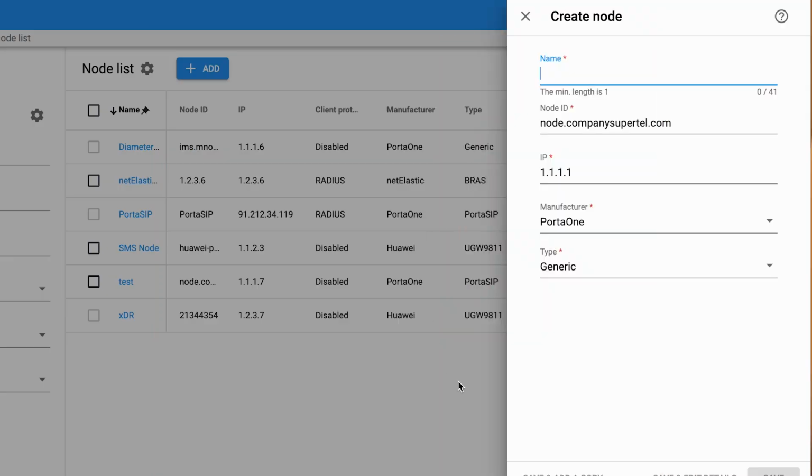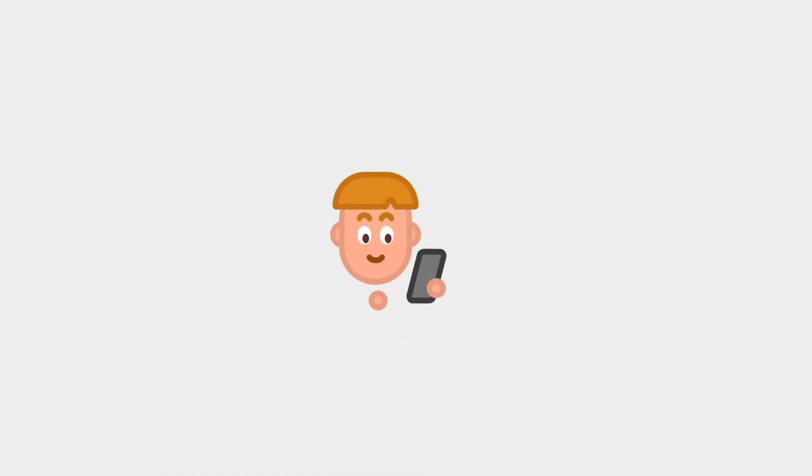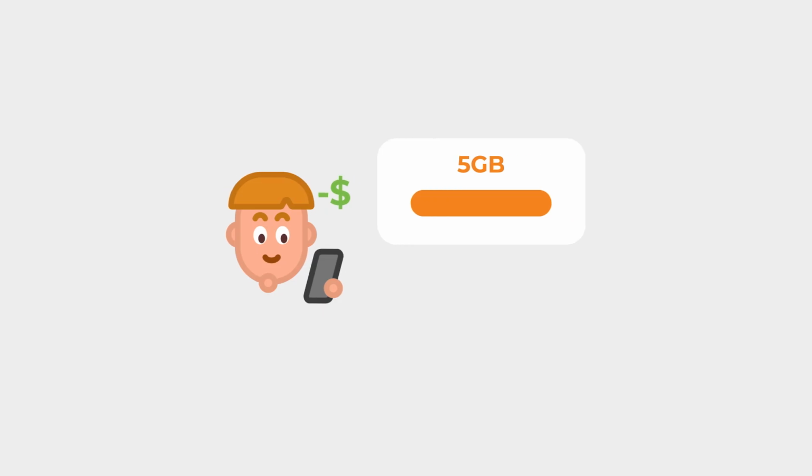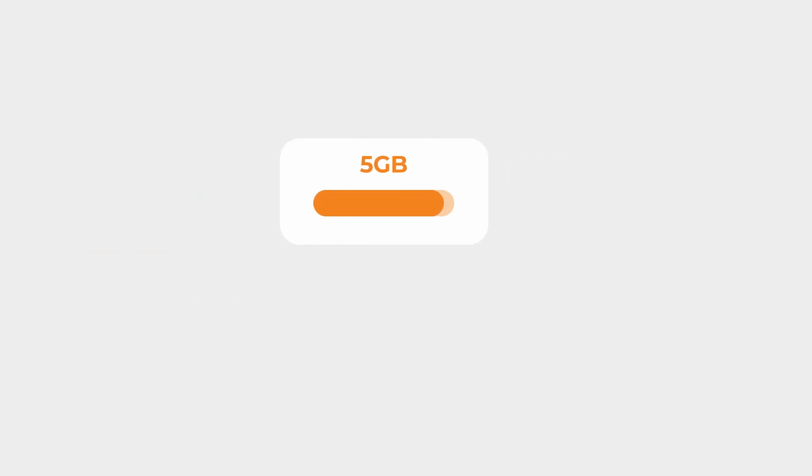The PGW on the MNO side allows access to the internet. You need to add it as a node on the web UI to enable it to exchange charging requests with PortaBilling. Imagine SuperTel MVNO's customer Mark buys a prepaid bundle that includes 5 GB of mobile internet. After these gigabytes are used up, the service becomes unavailable. The internet speed limitation is 10 Mbps.